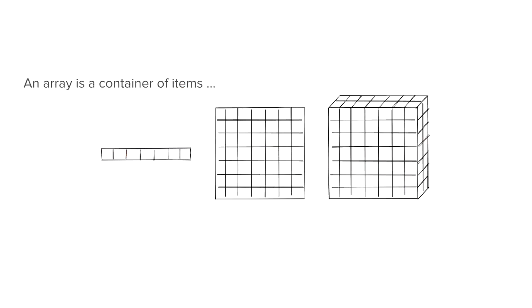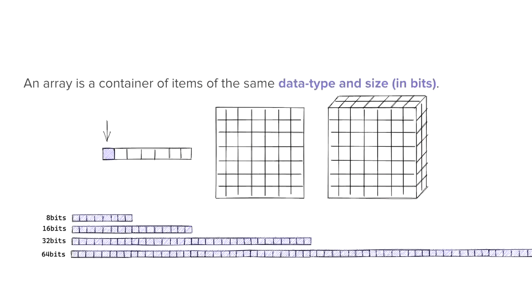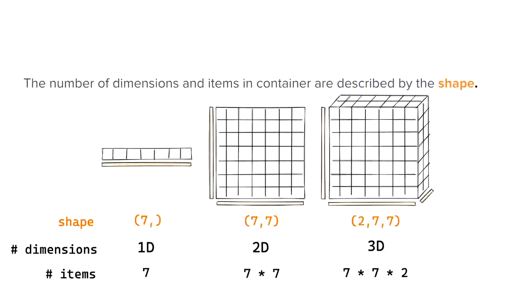So at a high level, an array, or these binary data that we talk about, is a container of items. And in particular, these various items within these containers are all the same data type and size in bits. And then the dimensions of these containers specify the number of items, and they're described by their shape. And so you might be wondering, why am I going down this rabbit hole describing n-dimensional arrays?